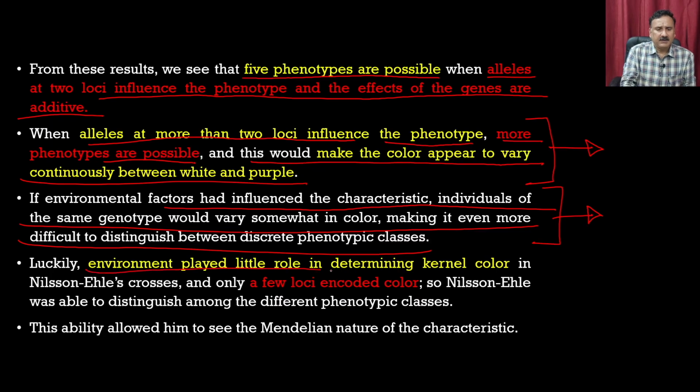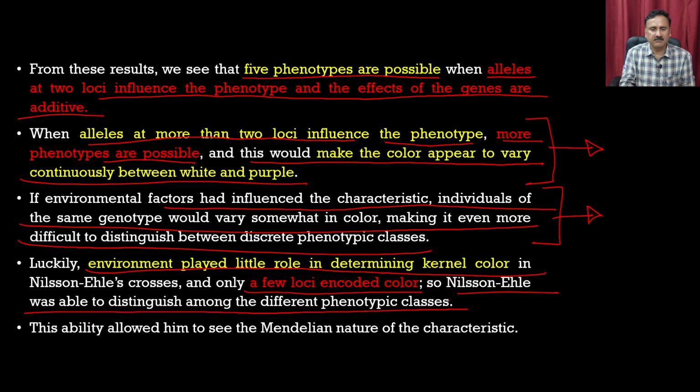And these environmental effects are always studied in a separate field which is called epigenetics, where you study how the environmental factors regulate the appearance of the different types of phenotype, right? Then the environment played a little role in determining the kernel color, right? And a few loci encoded color. So Nelson was able to distinguish among the different types of phenotypic characters. This ability allowed them to see the Mendelian nature of the characteristics. So this is all about Mendel's law of inheritance.